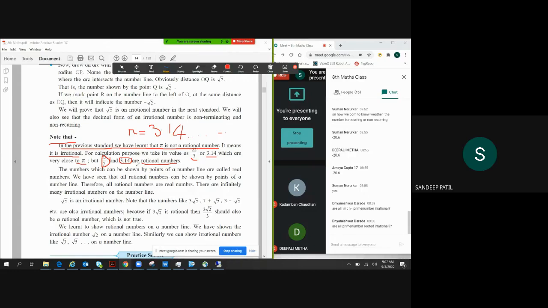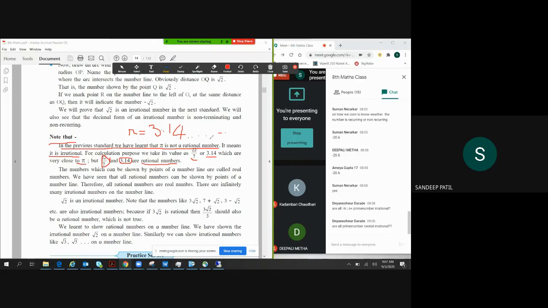So why? I know that there may be some confusion. Like 22 by 7 is a rational number and 3.14 is a rational number, then why is pi not? So what we are doing, we know that the value of pi is 3.14 and some non-recurring, non-terminating numbers.